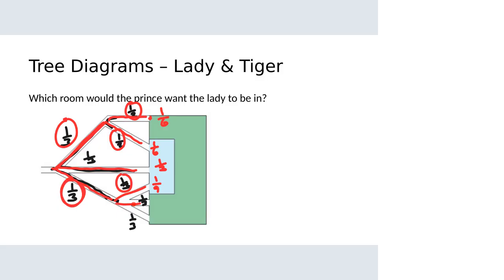1/3 times 1/3, it's 1/9 that he comes out that exit. And then 1/3 times 1/3, it's 1/9 that he comes out that exit.